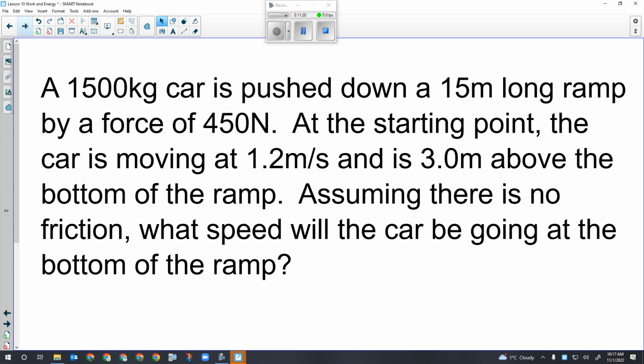There are two ways to solve this: the short way and the long way. I suggest the short way, where the work is the change in mechanical energy, but it's perfectly valid to solve it the Newton's second law long way.